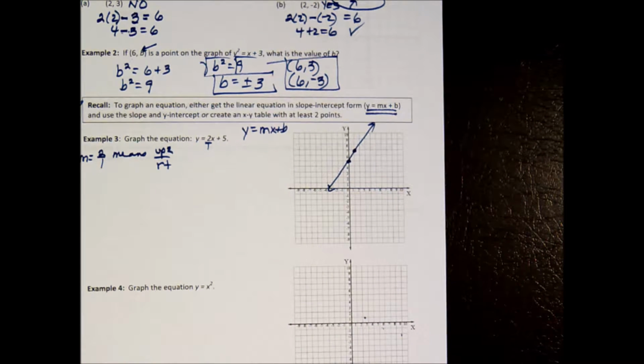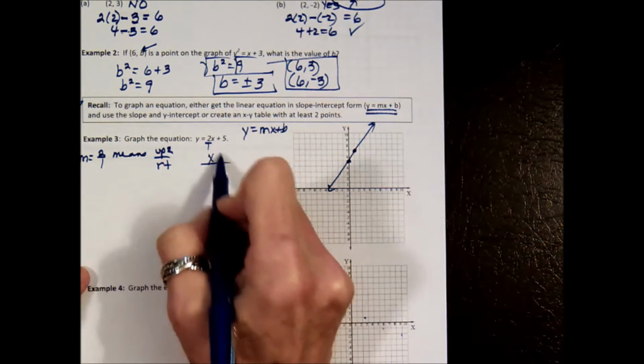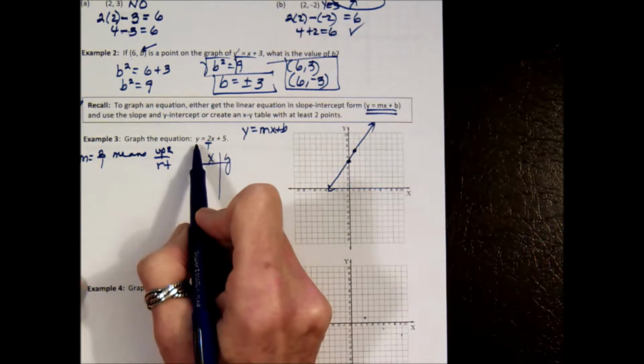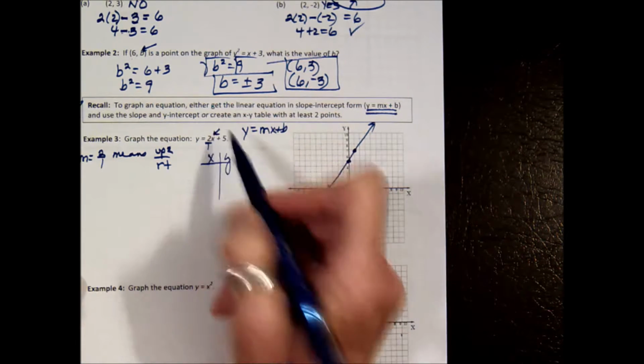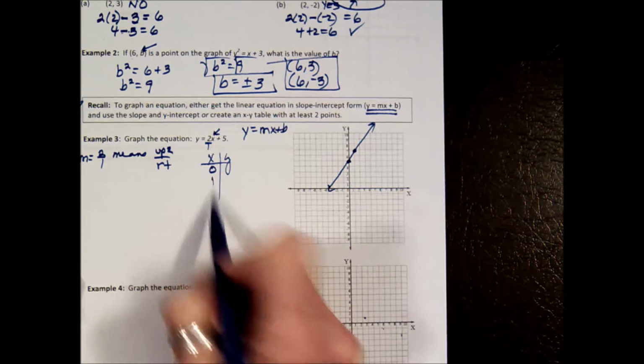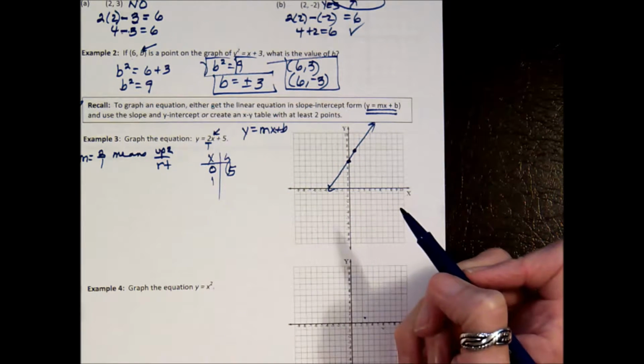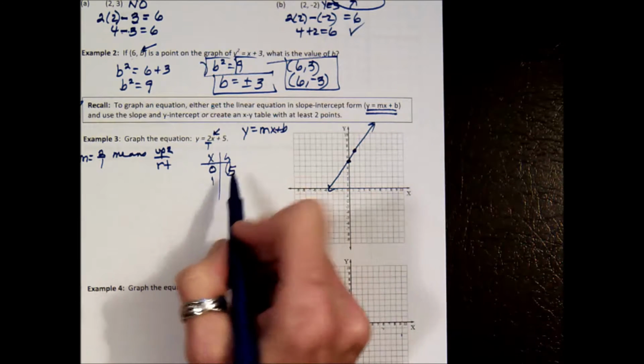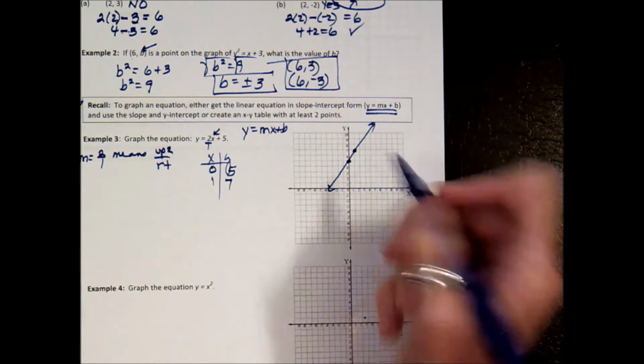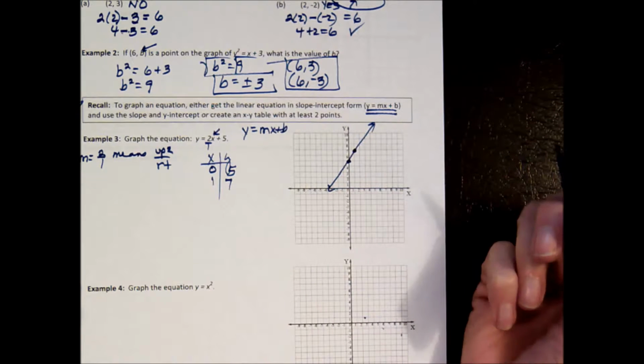Now if you prefer, you could have done an xy table. Since the y has a 1 in front of it, it's easier to pick points. For x, I would have picked 0 and 1. If I pick 0, you would get the point 0, 5, which I already showed. If I picked 1, you would get the point 1, 7, and that's the point right here, and it turns out exactly the same.